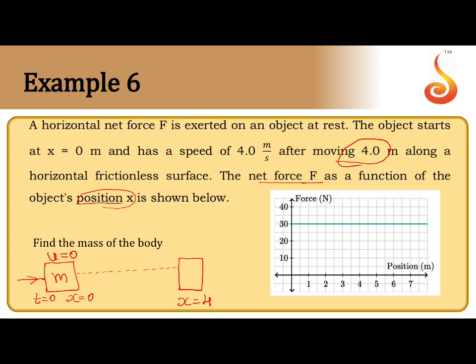So at x equal to 4, the final velocity of the body is 4 meter per second. You need to find with this data what is the mass of the body. So how do I find? If you look at the graph, it is plotted with force along the y-axis and position along the x-axis. What happens in such a graph?